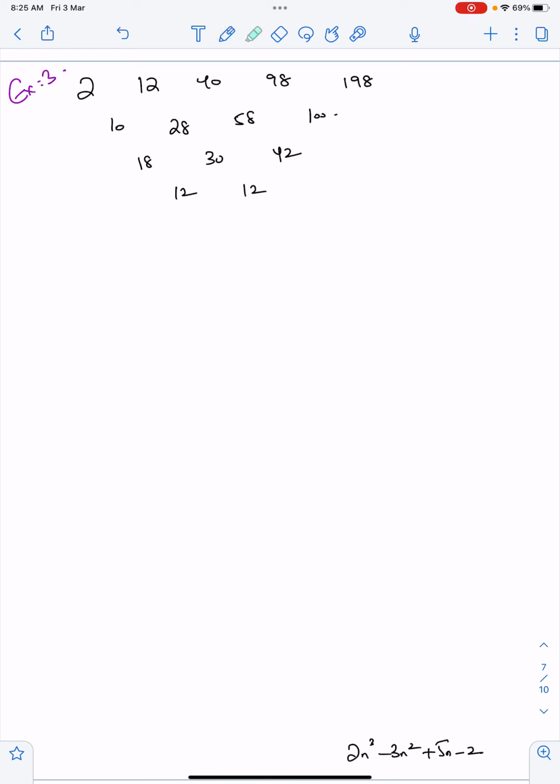The third difference is 12. So 12 divided by 6, the first method, is 2. So 2n cube we will write. 2 into 1 cube is 2. 2 into 2 cube is 16. 2 into 3 cube is 54. 2 into 4 cube is 128.